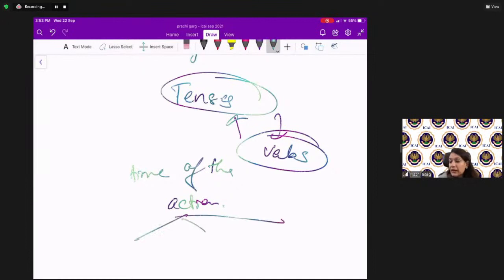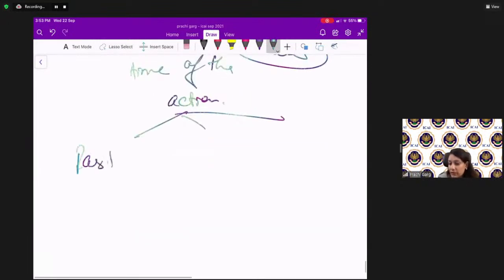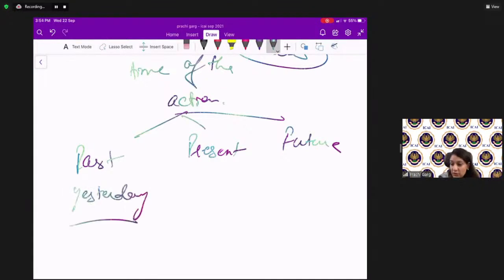So we broadly divide tenses into past, present, and future, right? Am I clear? Yes, right? So past is something that was already done, present is we're talking about today, and future is we're talking about tomorrow. So past is about yesterday or something that is already over, present is about today, and future is about tomorrow, something that will happen. All right, it might happen in the evening also, right?